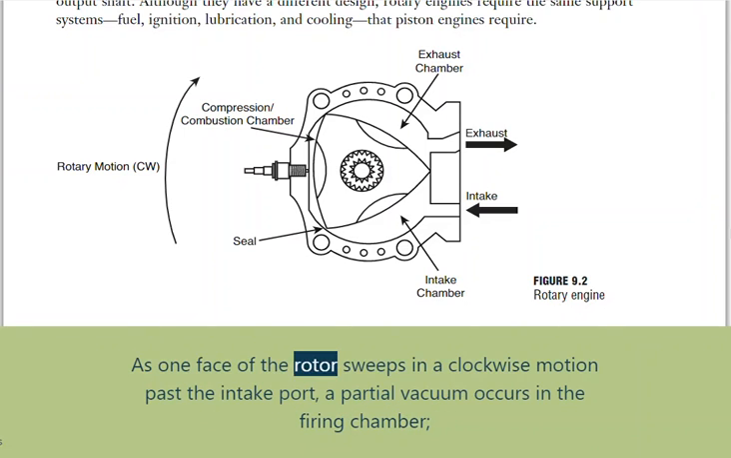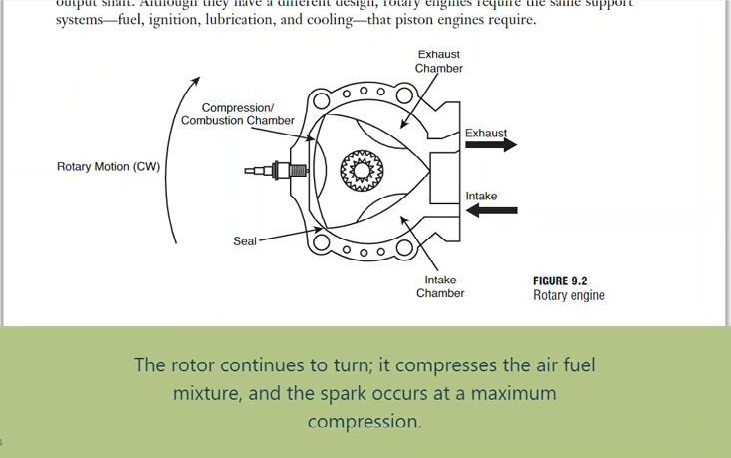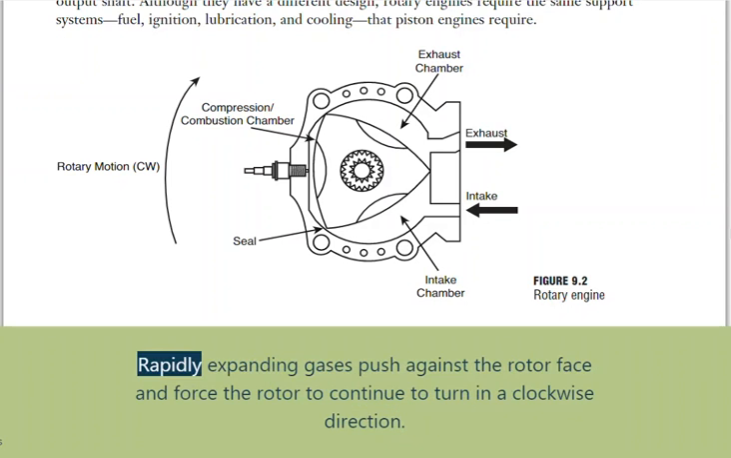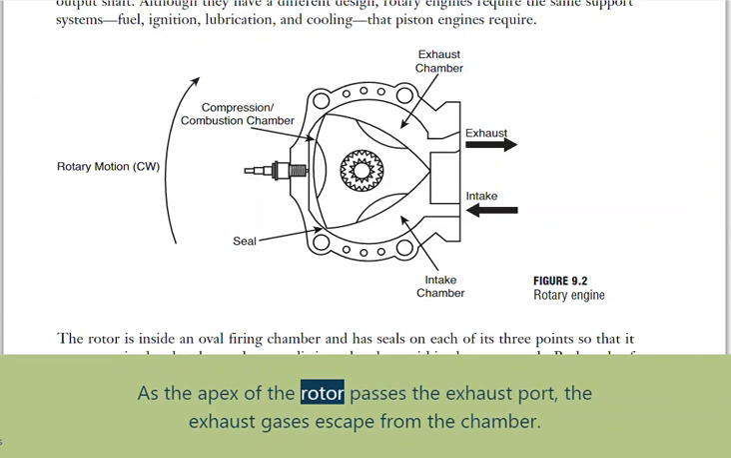As one face of the rotor sweeps in a clockwise motion past the intake port, a partial vacuum occurs in the firing chamber, then the seal crosses the intake port to seal off the chamber. The rotor continues to turn, it compresses the air-fuel mixture, and the spark occurs at maximum compression. Rapidly expanding gases push against the rotor face and force the rotor to continue to turn in a clockwise direction. Power applied to the face of the rotor transmits over the eccentric shaft to the output shaft. As the apex of the rotor passes the exhaust port, the exhaust gases escape from the chamber.